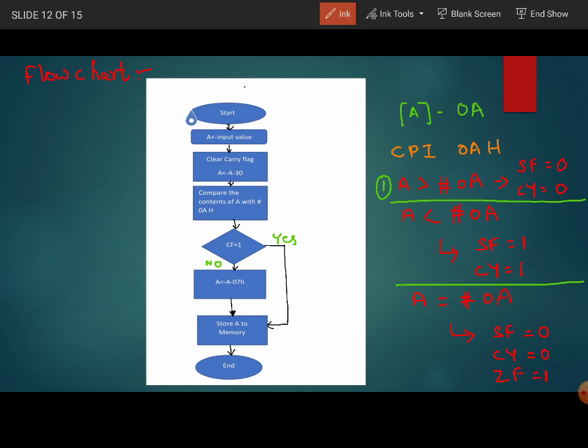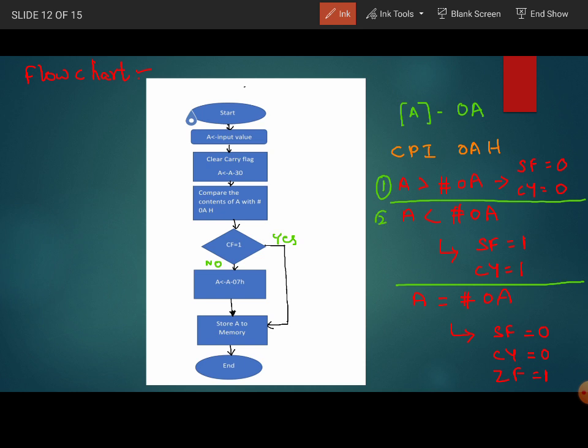Now see here, if the content of your accumulator register A is greater than 0A, means what? You are subtracting a smaller number from a bigger number. When you are subtracting the smaller number from a bigger number, what happens? The result will be positive. And because result is positive, sign flag is equal to 0. And in this case, you don't need any borrow. So when you don't need any borrow, your carry flag will be equal to 0.